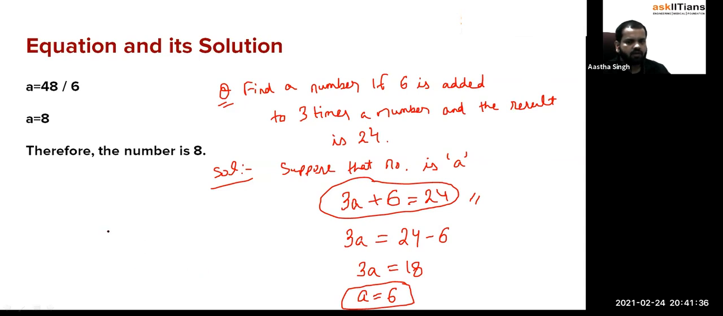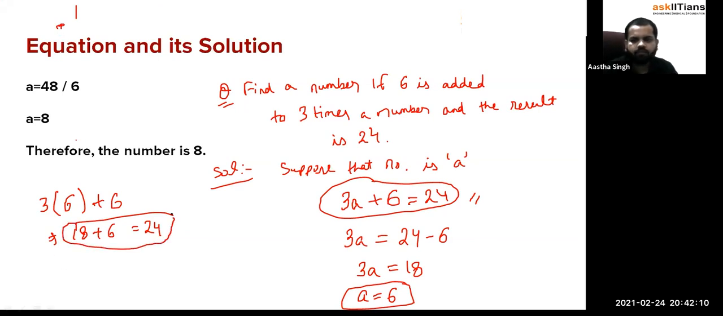Let us cross check that. If 6 is the number and we take 3 times it, and we have also added 6 to it, what will be the result? 3 times 6 is 18, plus 6 will be equal to 24. I think we have cross-checked it and we got the desired result, right? So the point is clear, okay.